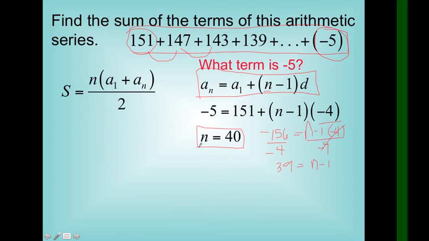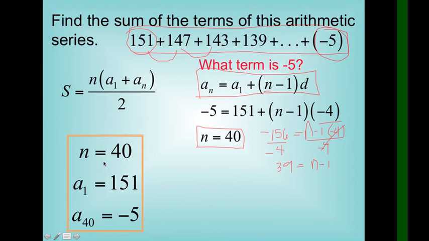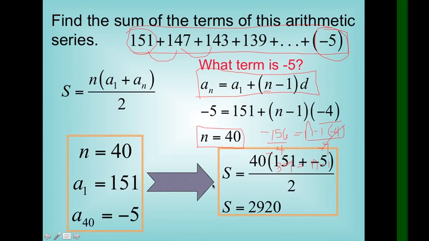Ibig sabihin, from 151 to negative 5, 40 yung mga numbers dyan. So, ang hanapin natin is yung sum ng lahat ng mga terms na nandyan. So, kumpleto na given natin, we have a sub 1, which is 151, a sub n, negative 5, and n is equal to 40. So, just put them in the formula. So we have, ayan, 151 plus negative 5, which is equal to 146 times 40. Am I right? So that's 146 times 40.